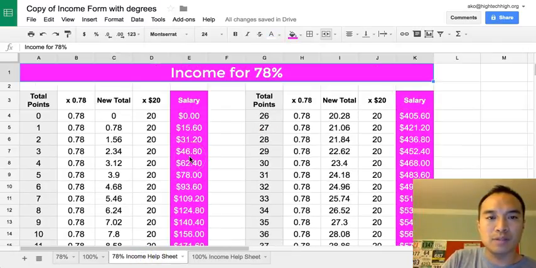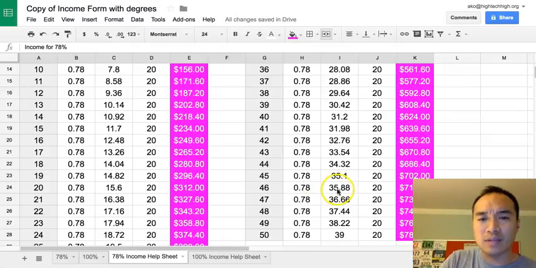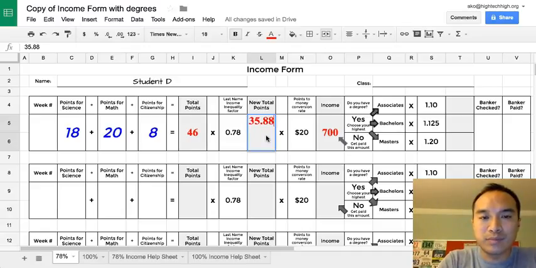So here's the income help sheet. Here's a total points. And we want to look for 46, I think was our magic number. 46. Here's our income inequality factor. And our answer should be 35.88. Look back here. It looks like the student kind of missed that 0.88, which is actually a big deal. So what we're going to do, and you would actually do this in pencil or pen, you would actually add that 0.88.